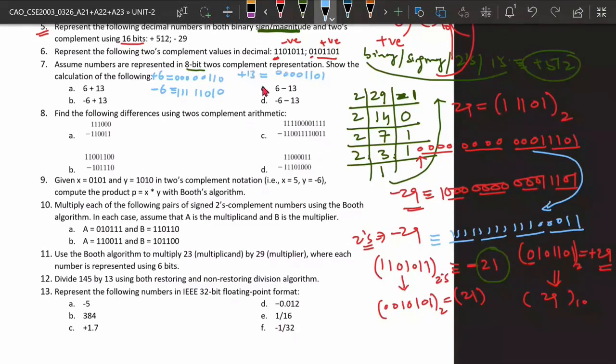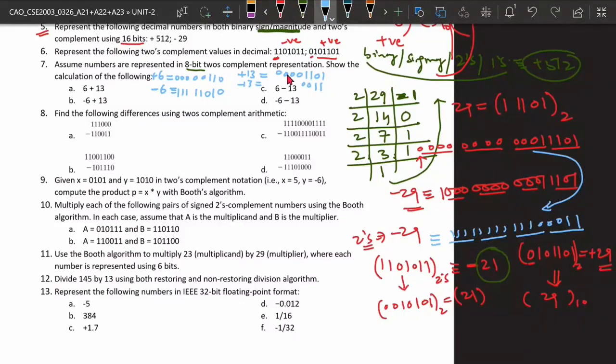Similarly, if you want to find out the minus 13, we need to convert it by taking the 2's complement. So we will be taking the 2's complement of this. The first one is this only, so we will be keeping it as it is, and then we will be complementing all the bits. So 0 becomes 1, 1 becomes 0, 1 becomes 0. Then all the 4 zeros become 4 ones. So this will be the minus 13.